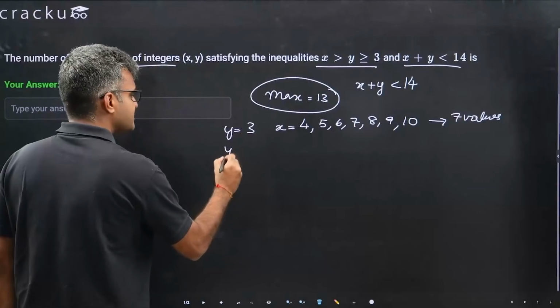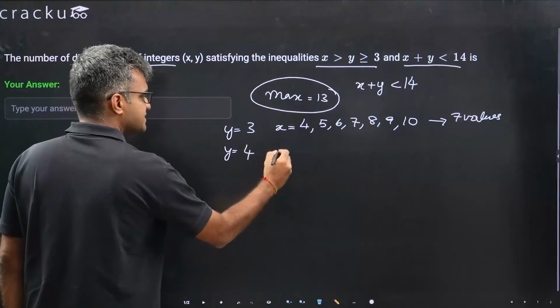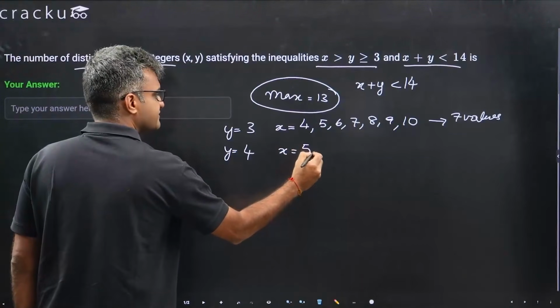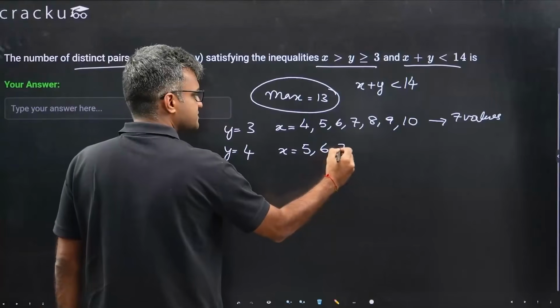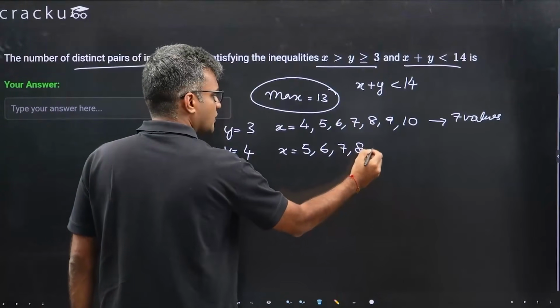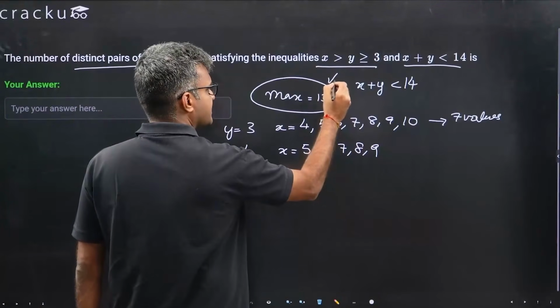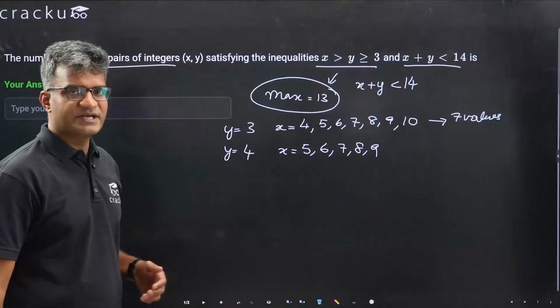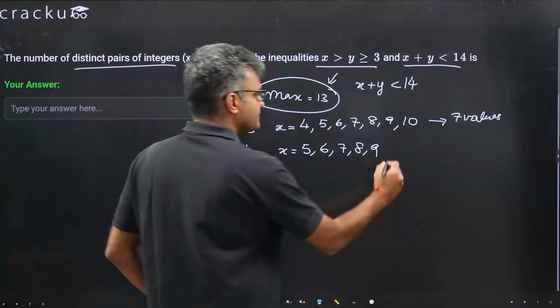What will happen when y is equal to 4? x has to be greater than y. So x is either 5 or 6 or 7 or 8 or 9, because remember that x plus y, the maximum value it can take is 13. These are 5 values.